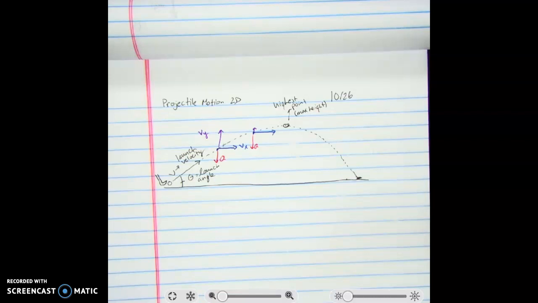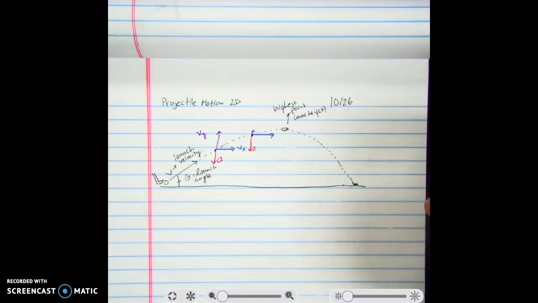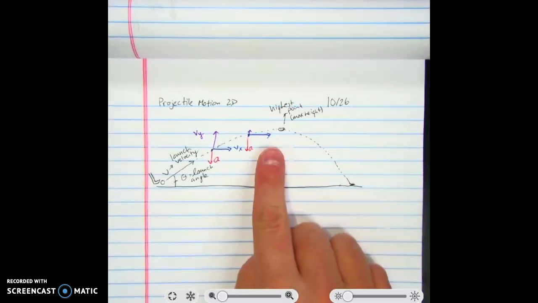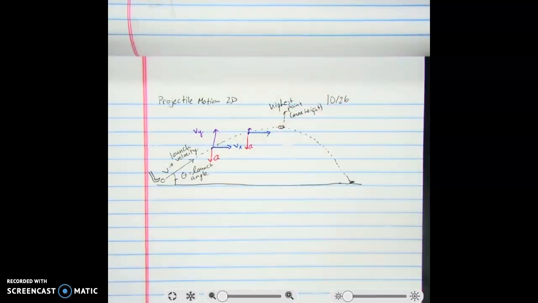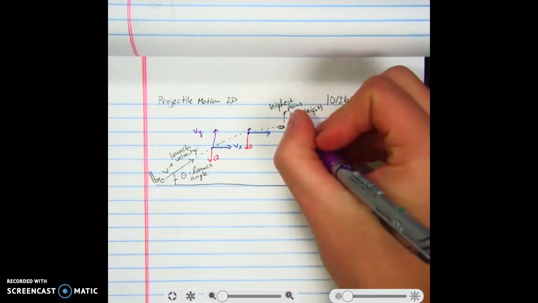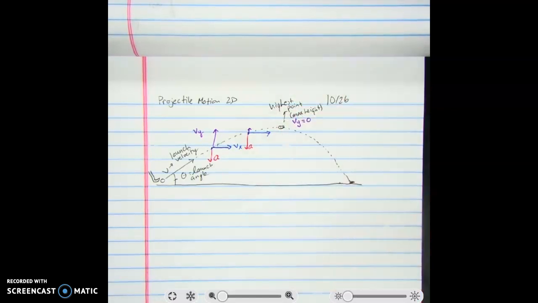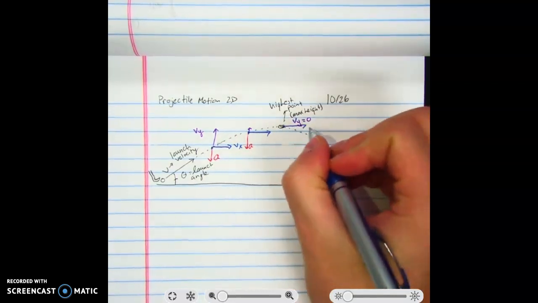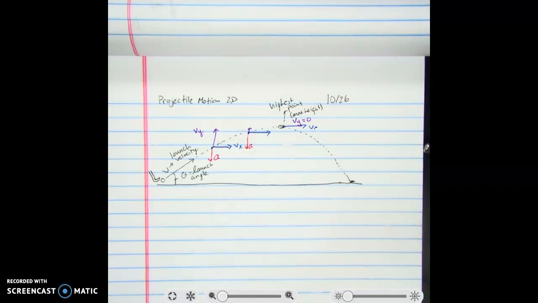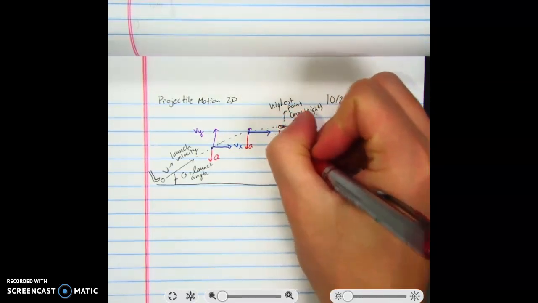Now this goes back to what we talked about when you toss an object vertically upward. At the highest point, we always state that the velocity in the y is equal to 0. But also at that point, we still have some velocity in the x, and we still have acceleration in the y.